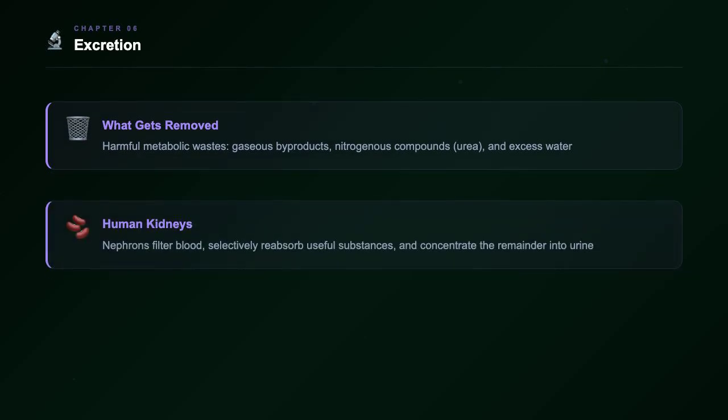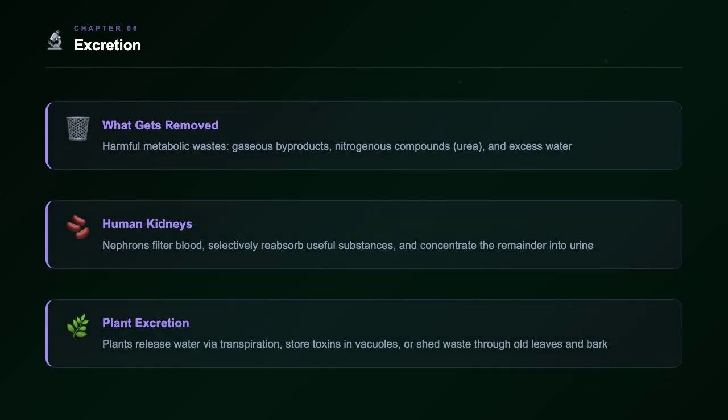Excretion is the essential biological process responsible for removing harmful metabolic wastes, including gaseous byproducts, nitrogenous compounds, and excess water. In humans, the urinary system relies on the kidney's microscopic nephrons to filter blood, selectively reabsorb useful substances, and concentrate the remaining fluid into urine. Plants manage waste removal through entirely different mechanisms, such as releasing water via transpiration, storing toxins in cellular vacuoles, or shedding old leaves and bark.